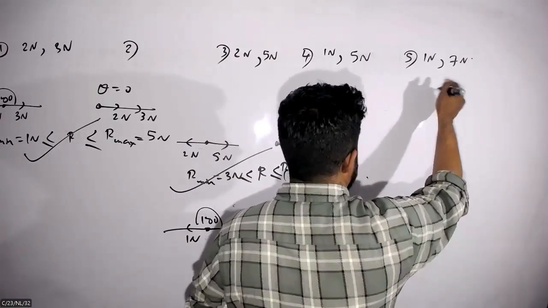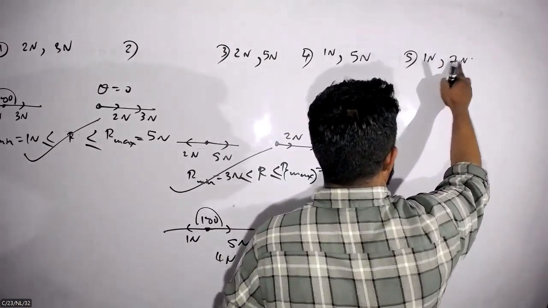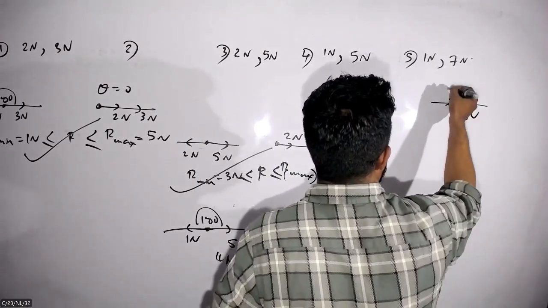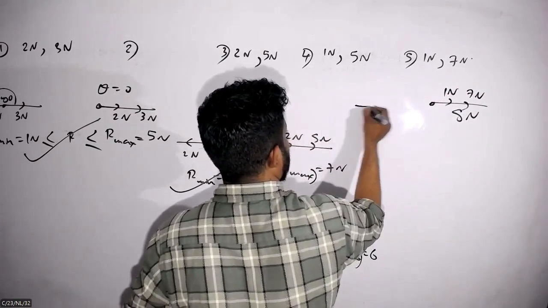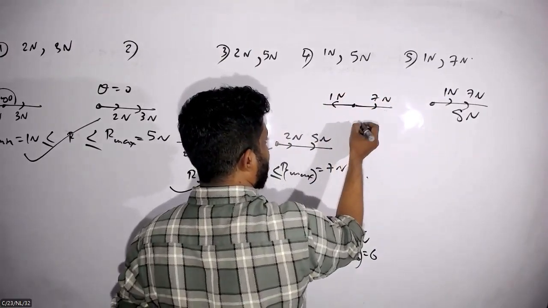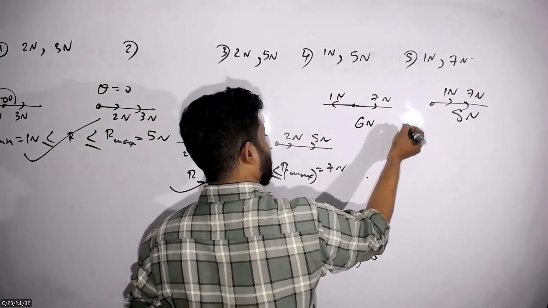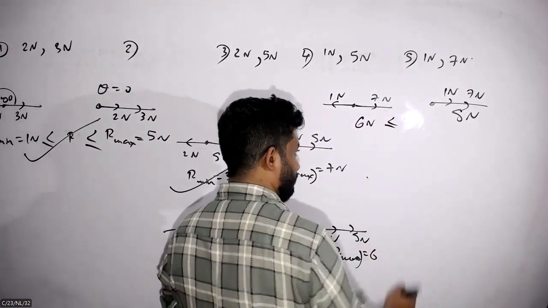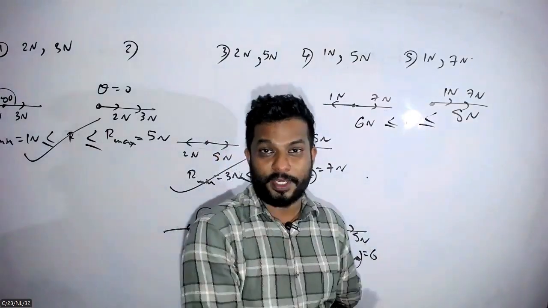In the fourth choice, what is the maximum resultant? Maximum resultant is 7 plus 1, 8 Newton. They produce 8 Newton maximum resultant when they are acting in the same direction. And they produce minimum resultant when they are acting in opposite directions. What is the minimum resultant? Minimum resultant is 6 Newton. Therefore, the resultant of two vectors should be equal to or greater than 6 Newton, and equal to or less than 8 Newton. They never produce a 4 Newton resultant.